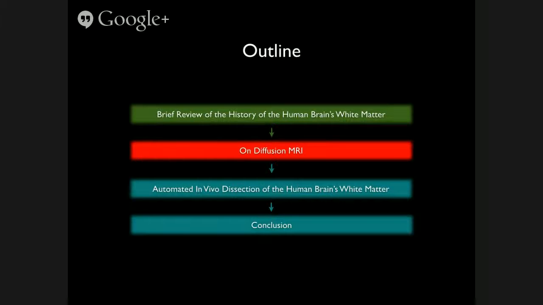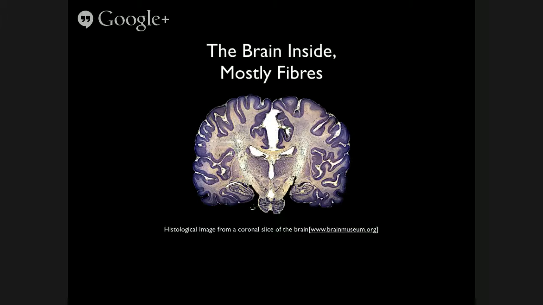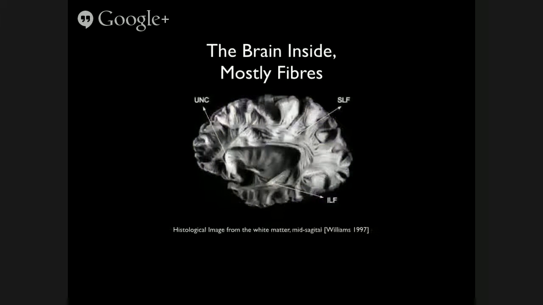So let's talk a little bit about diffusion MRI, which is the only type of methodology that allows us to peer into the white matter, into the fiber structure of the white matter. So we know that the brain inside is mostly composed of fibers. Some of the main tracts of these fibers or axonal packages have been highlighted here, like the uncinate fasciculus, the superior longitudinal, or the inferior longitudinal tract.